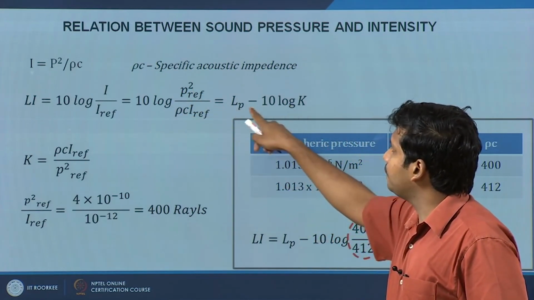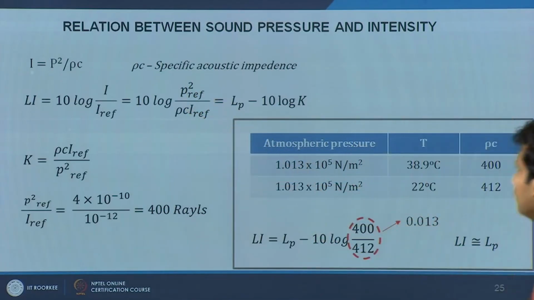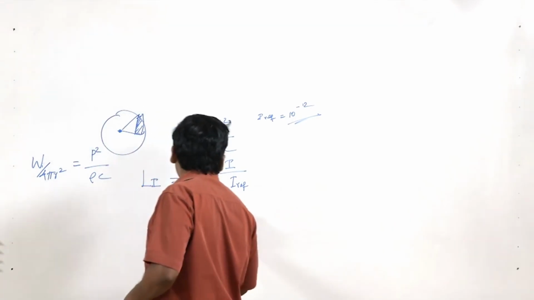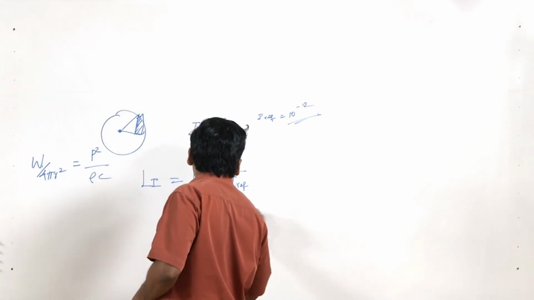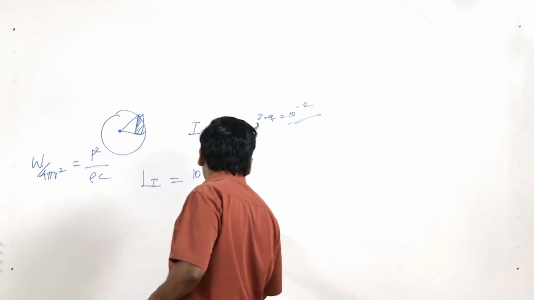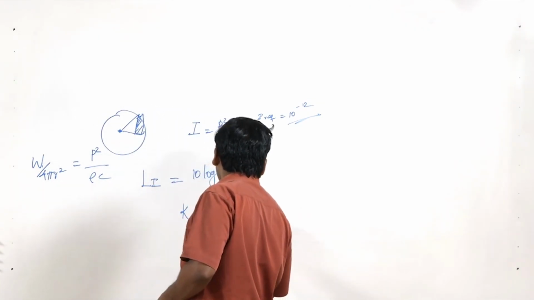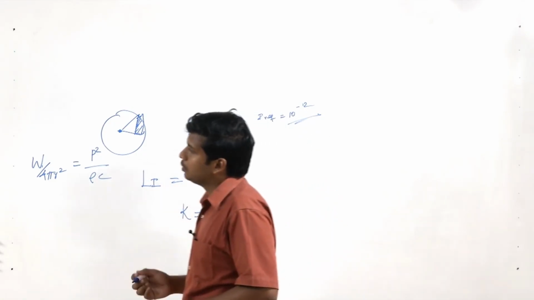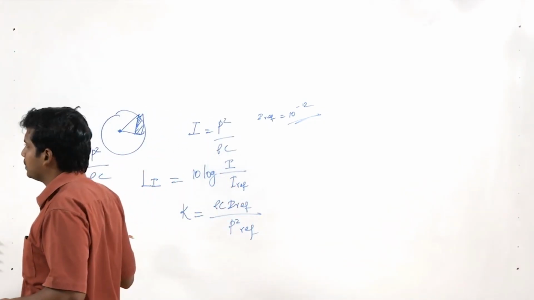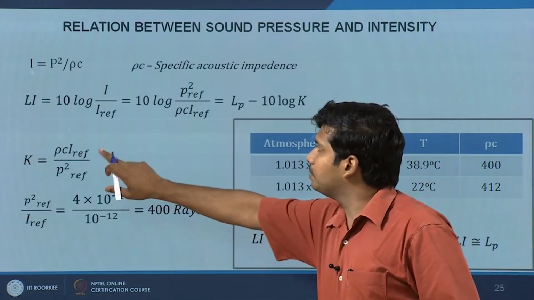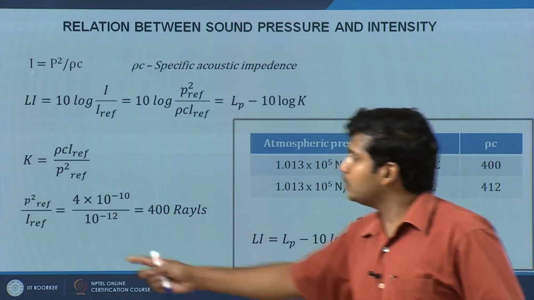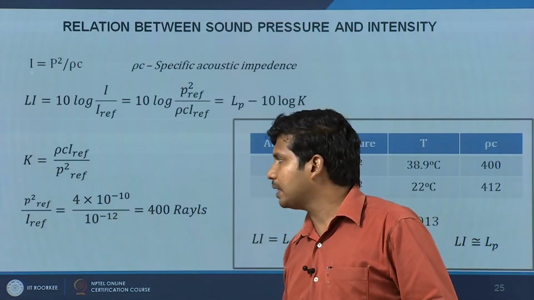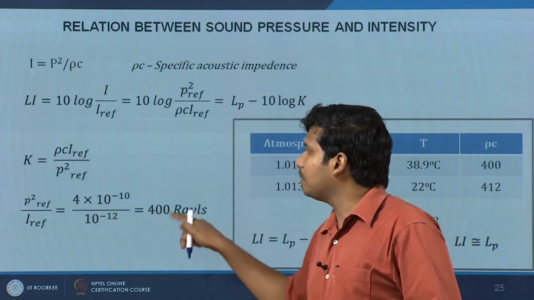If you write it off, you can term this whole thing as a constant called K, which will be equal to rho C I reference by P square reference. This is reference intensity, this is P square reference, that is your reference sound pressure. This is termed as K. Take a negative sign, this becomes inverse of it. Now we know both P square reference as well as I reference. P reference is 2 into 10 power minus 5. So if you substitute, you will get the number 400.